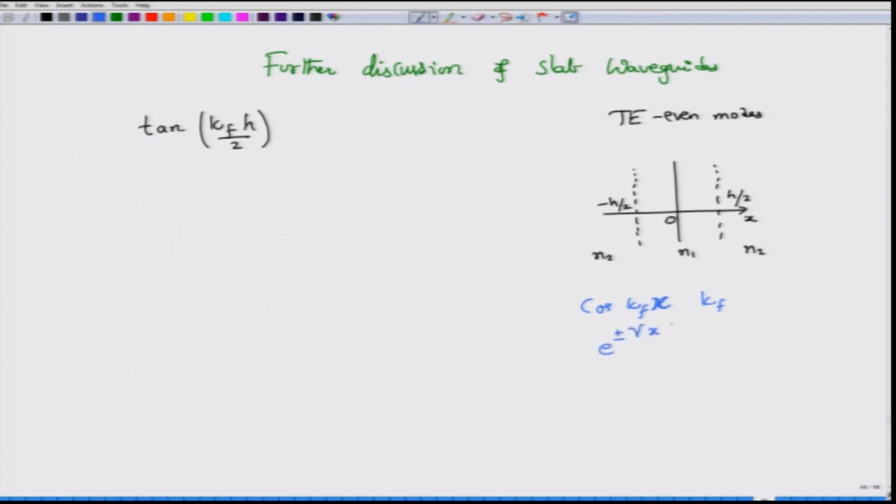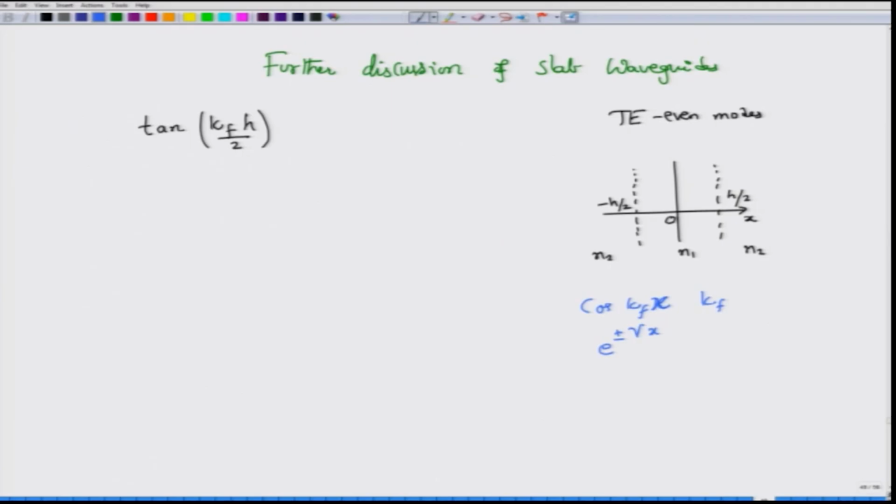So, you have either e power plus gamma x, which would of course decay outside or in the cover region, because x is positive in that region. You will have e power minus gamma x for that one, and you have e power plus gamma x for x less than minus h by 2, which essentially is the substrate.